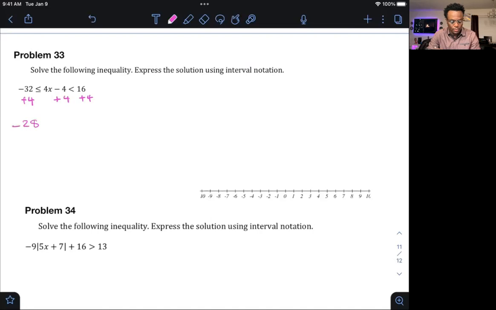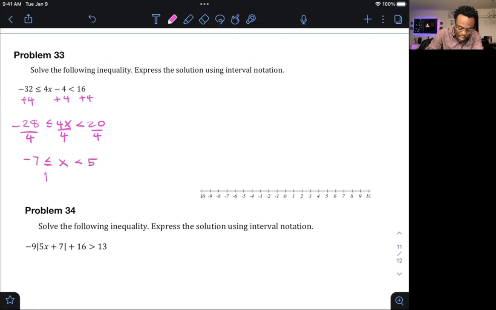So that is negative 28 less than or equal to 4x less than 20. Then if you divide everything by 4, negative 7 less than or equal to x less than 5 would be what's left.